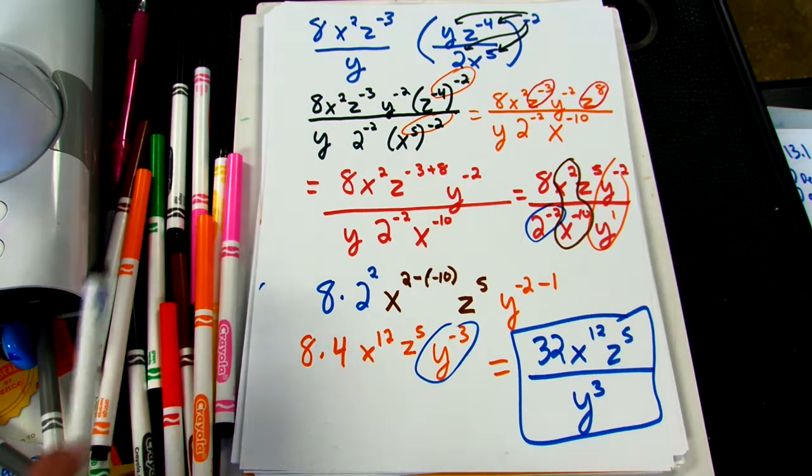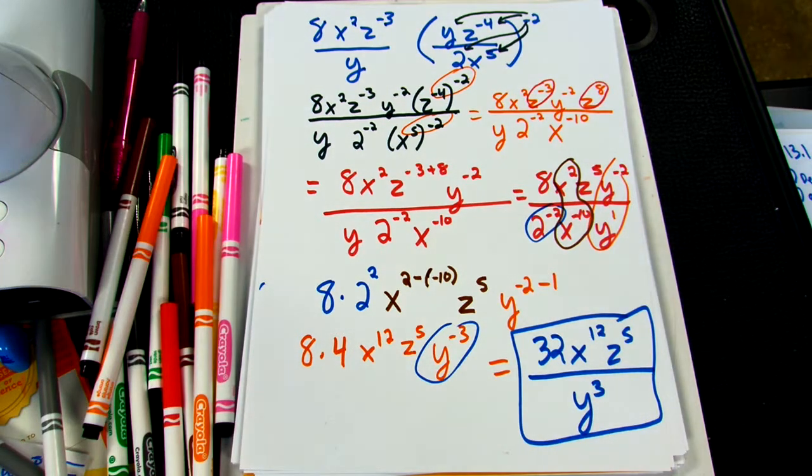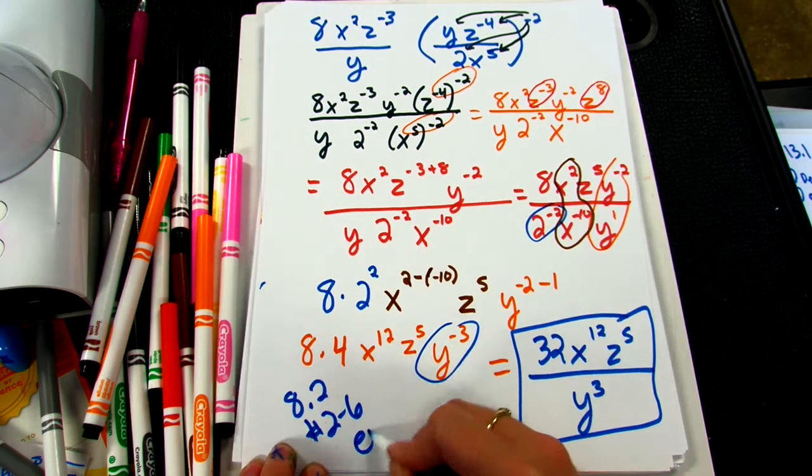All right, that's all the examples I have for you. So you're going to do some problems on your own. You're going to do 8.2, 2 through 6 evens.